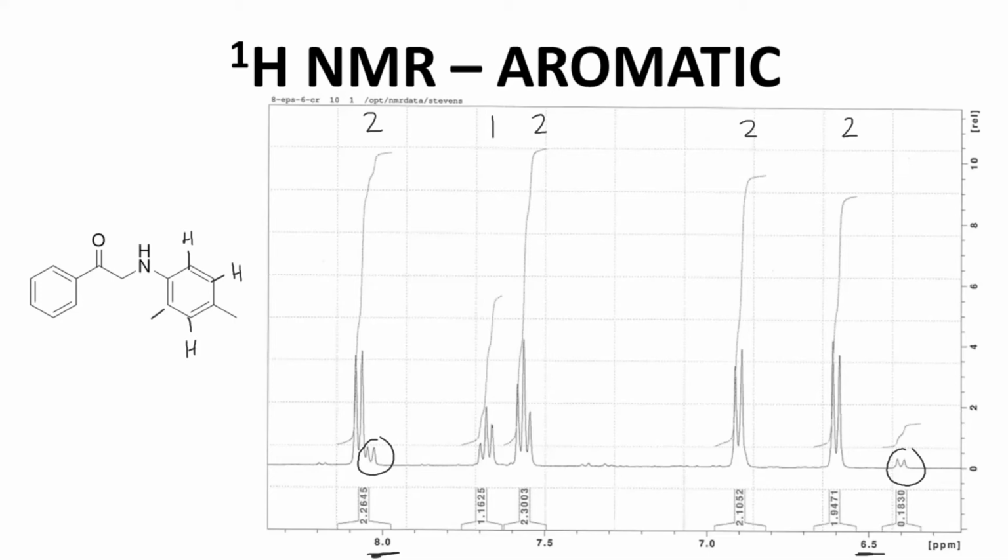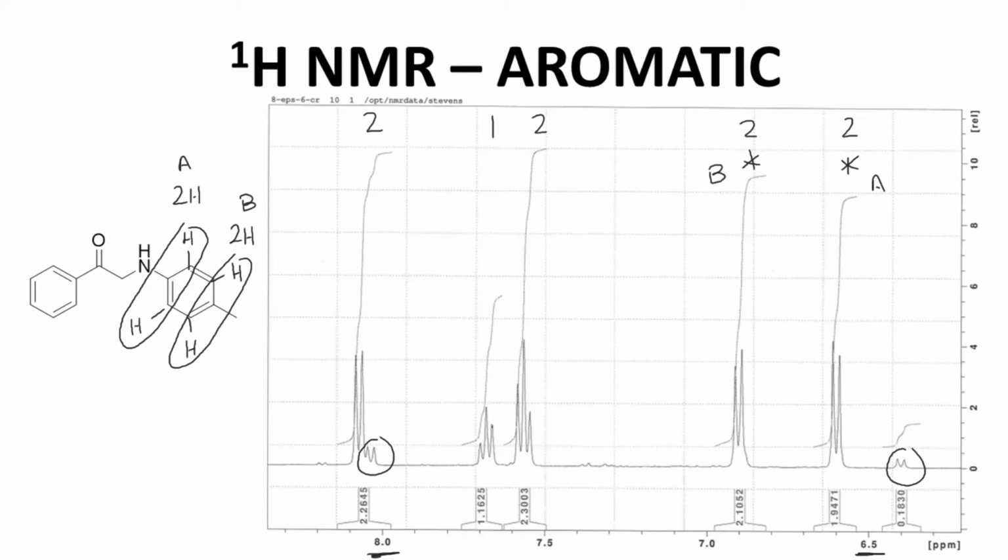has 4 hydrogens total. These 2 hydrogens by symmetry are the same, and those 2 are the same. Each of those hydrogens has 1 neighbor, so those should be doublets. This should be a 2-hydrogen doublet, and that should be a 2-hydrogen doublet. And those are these 2 peaks right here. If I had to pick, I would say A corresponds to this signal and B corresponds to that signal.